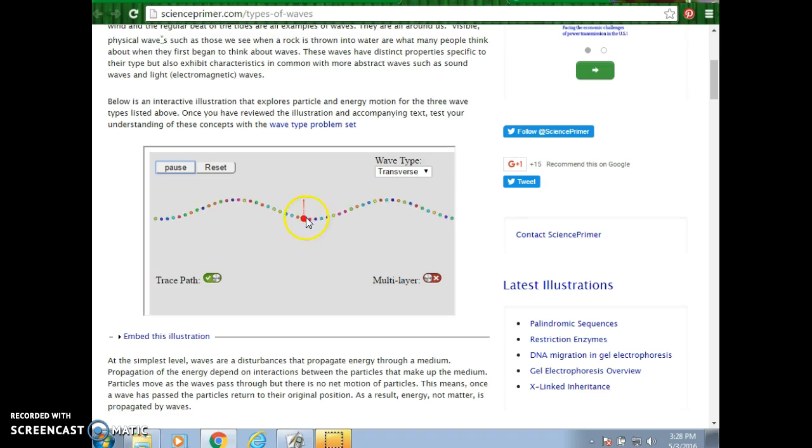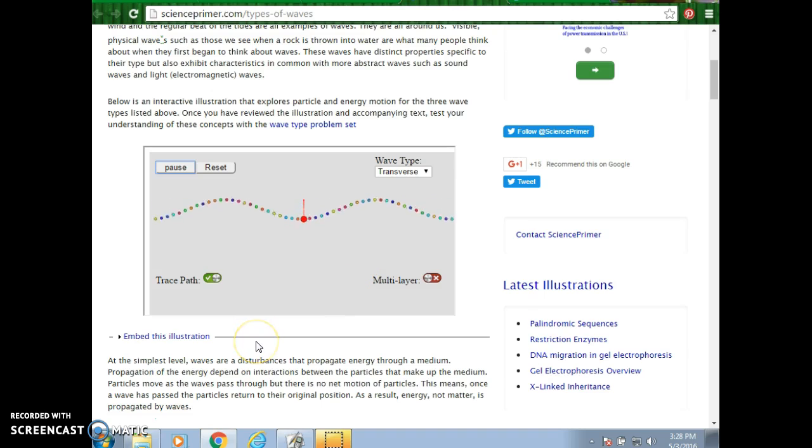And this line is tracing what the transverse wave does. It just goes up and down, up and down. So transverse waves, just like that slinky, where the vibration travels through the wave, or through our medium.